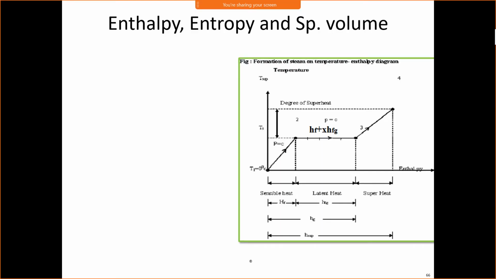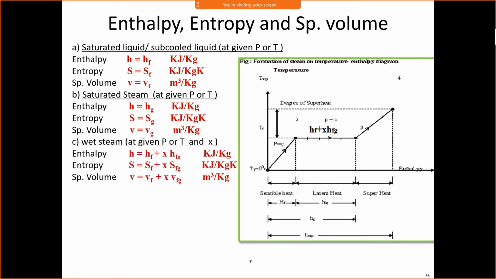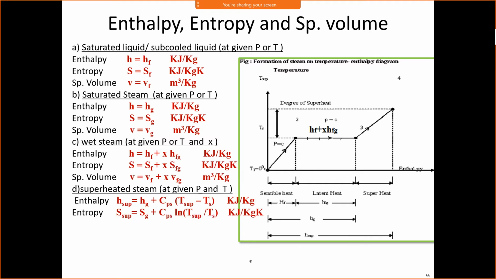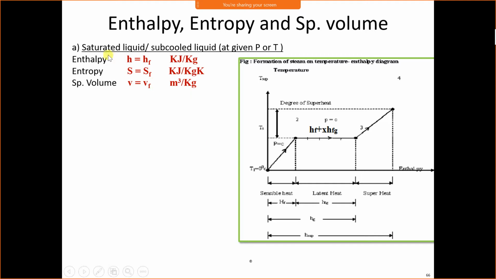In the last lecture, we saw the enthalpies for saturated and subcooled water, saturated steam, wet steam, and superheated steam. Today, we will see numericals based on water, saturated and subcooled water, and saturated steam.